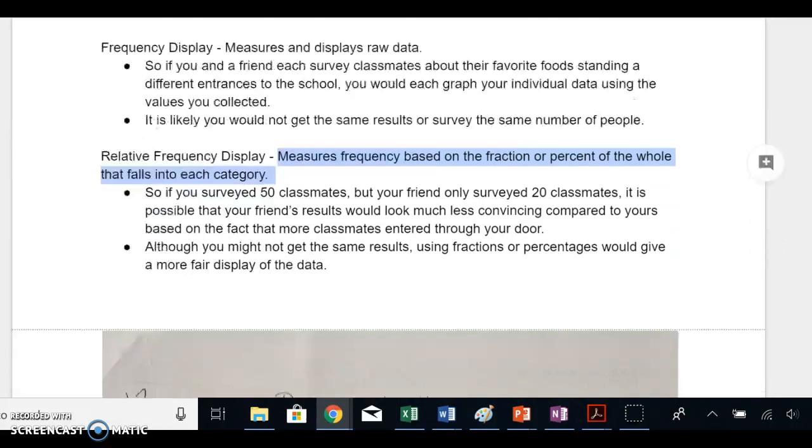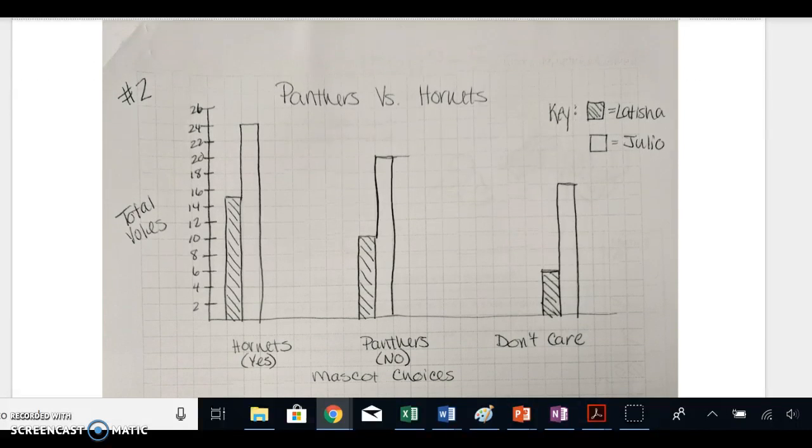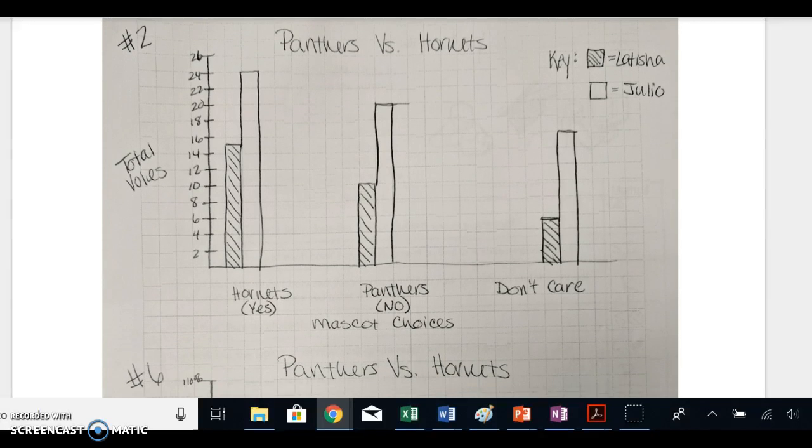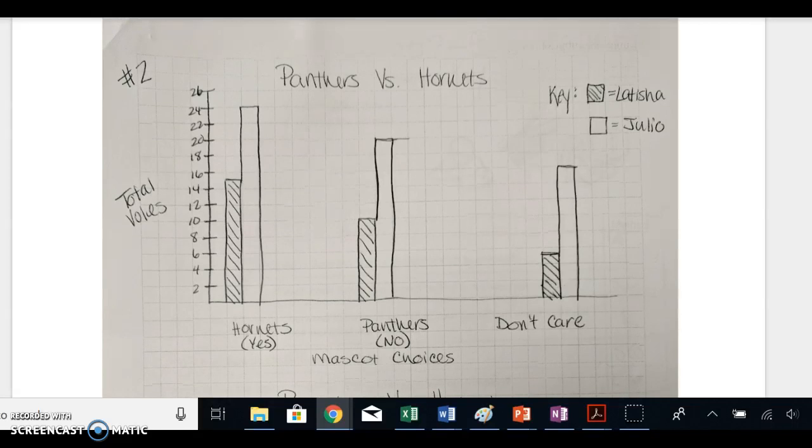So how does this relate to the matter of opinion activity that you're working on right now? Well, here we have the graphs for Letitia and Julio. And this first graph here is just a frequency graph. It's showing how many people said yes to Hornets or no, yes to Panthers, or that they don't care.